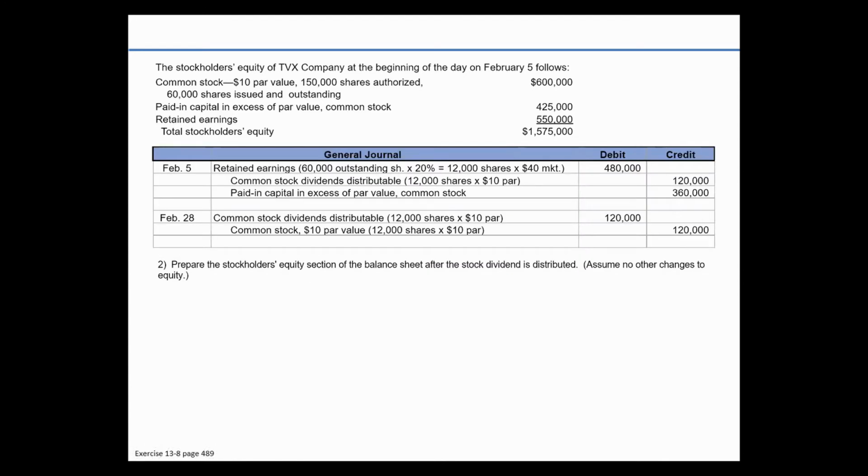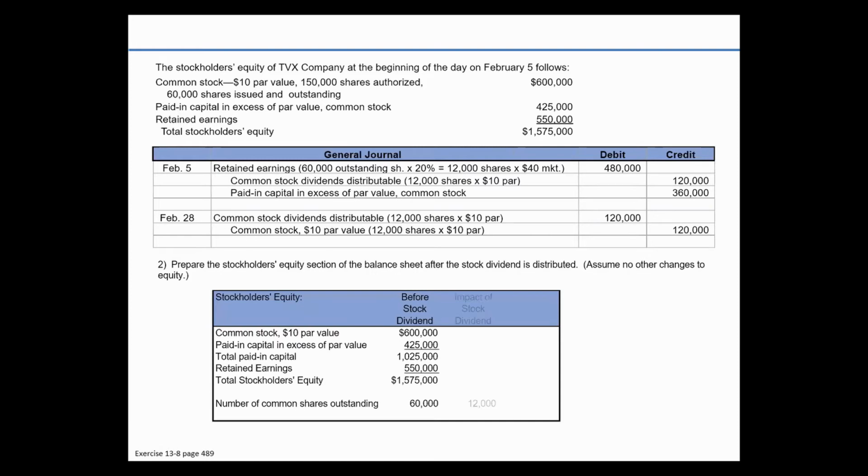Now that we've made those journal entries, we will prepare the stockholders' equity section of the balance sheet after the stock dividend is distributed. And we're going to assume that there were no other changes to equity. We see here that they are issuing another $120,000 of common stock. And then the paid-in capital in excess of par is $360,000. We get that again from our journal entries up here.